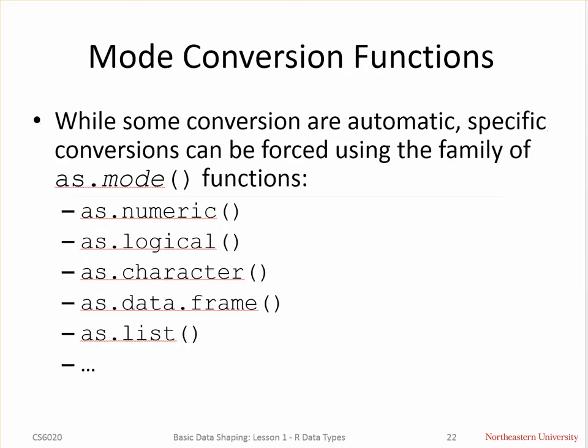Now you can convert between various different modes, and we've seen a couple of different mode conversions already. But mode conversion is generally done with as, dot, and then some kind of a name. So there's a whole collection of functions for conversions like as.numeric, as.logical, as.character, as.data.frame, and as.list. So basically they convert whatever you pass to a number, to a logical value, to a character, to a data frame, and to a list. Assuming, of course, the conversion can be done. If it can't be done, you're going to get an error message.